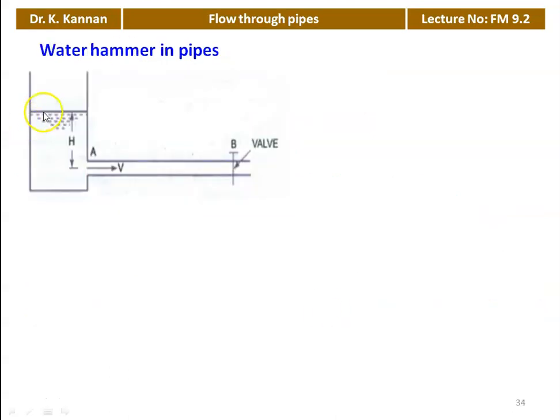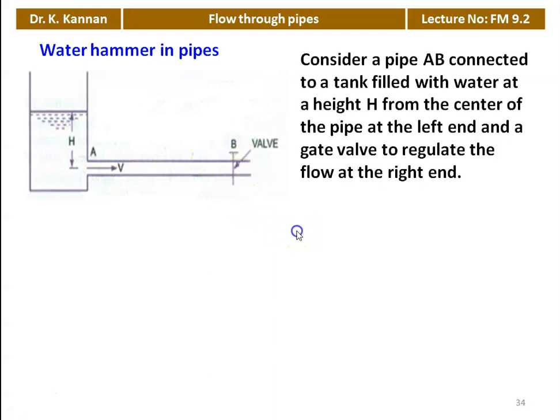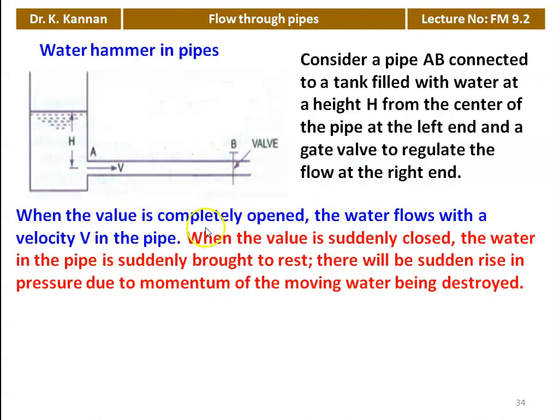So, we can have this kind of situation. We have a water tank where the water is available at the head H and we have a valve at the outlet of the pipeline. So, consider the pipe AB connected to a tank filled with water at a height H from the center of the pipeline, and at the left end, and a gate valve to regulate the flow at the right end. So, we have the water and we have a valve here at point B. When the valve is completely open, the water flows with the velocity V in the pipeline. When the valve is suddenly closed, the water in the pipeline is suddenly brought to rest.